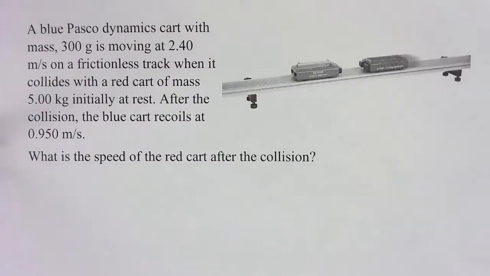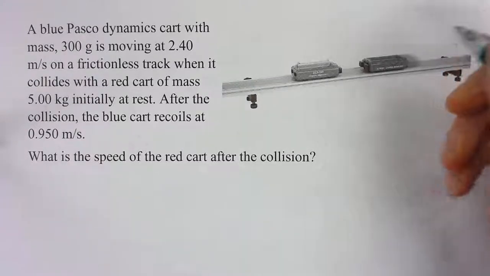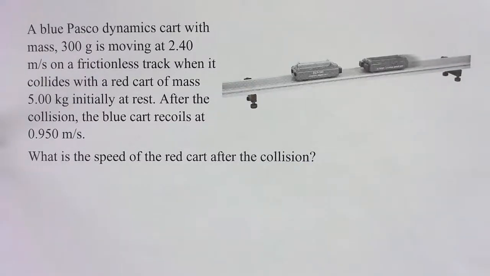Okay, here's another example of a conservation of momentum problem with a collision of two carts, the red and blue carts from Pasco that we occasionally use in class. Here you see the blue cart has a mass of 300 grams, is moving at 2.4 meters per second on a frictionless track. When it collides with a red cart of mass 5 kilograms, initially at rest. After the collision, the blue cart recoils at 0.95 meters per second.